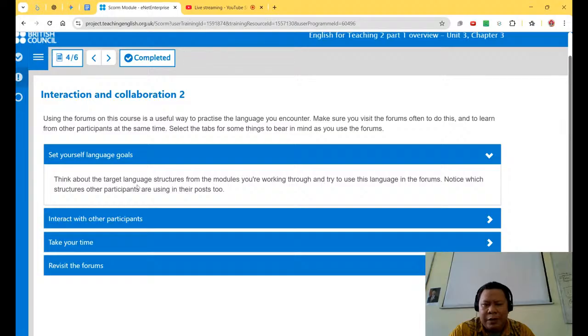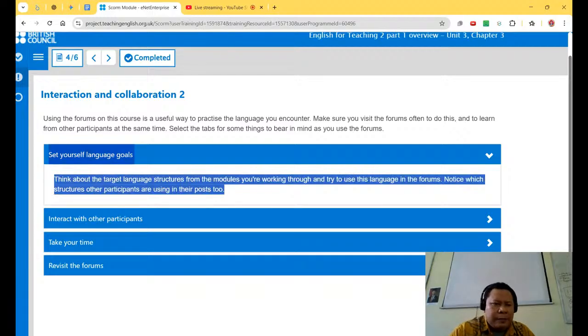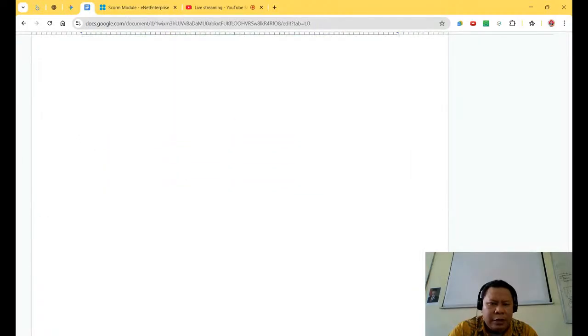Okay, I see: the target language structures from the modules you're working through, introduce this language in the forums. Notice which structures other participants are using in their posts too. Let me save this. I believe it will be beneficial. I have already memorized that.